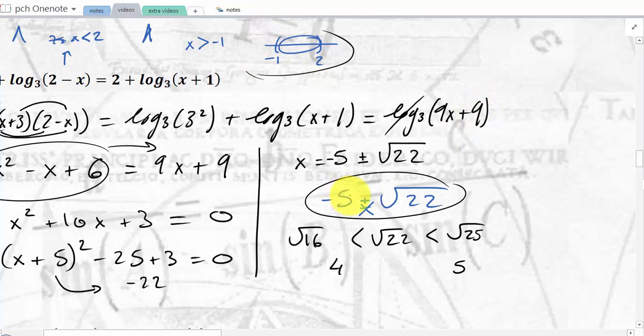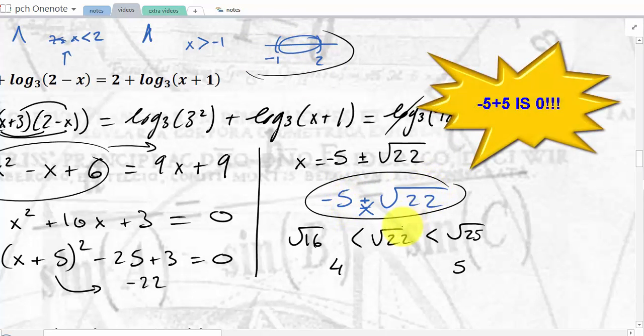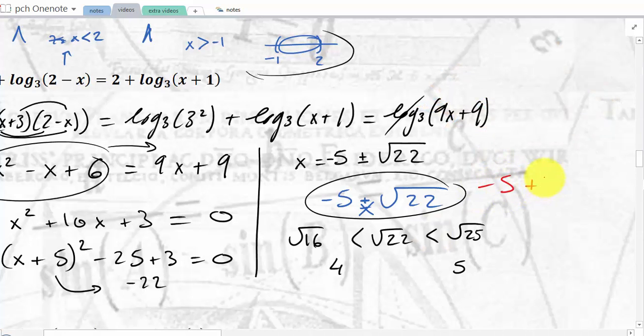Negative 5 plus 4 is negative 1. Negative 5 plus 5 is 1. So actually, you're going to be between negative 1 and 1. So we are keeping the positive one, and the solution is negative 5 plus square root of 22. Here we go.